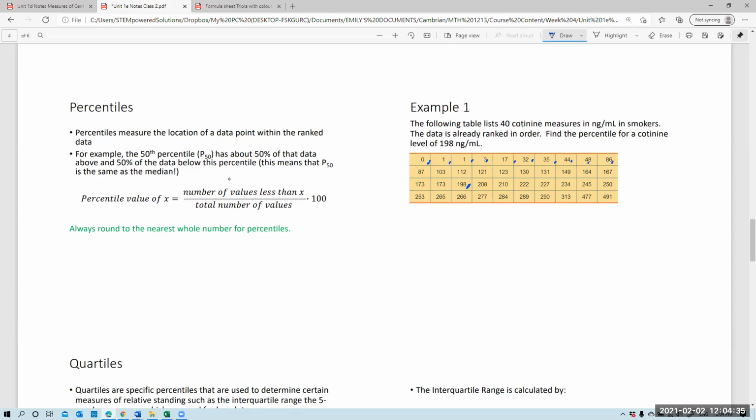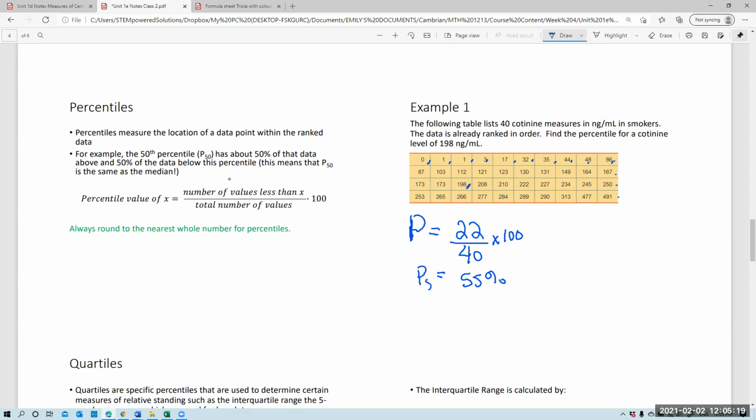So the number of values less than 198 is the percentile value of x. I'm just going to call this P. The percentile is equal to the number of values less than 198, so this is 22. There are 22 values less than it, and the total number of values is 10, 20, 30, 40 values in total. Then we multiply by 100. So 22 over 40 times 100 is equal to 55. So this is the 55th percentile of data ranked in this table for 198.